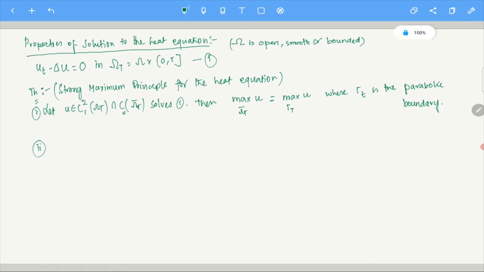Please understand this. The first part is saying the maximum is attained on the boundary. What sort of boundary? The parabolic boundary. We have talked about the parabolic boundary now many times. The parabolic boundary, the base and the vertical sides, if you remember. Now the second part is this.